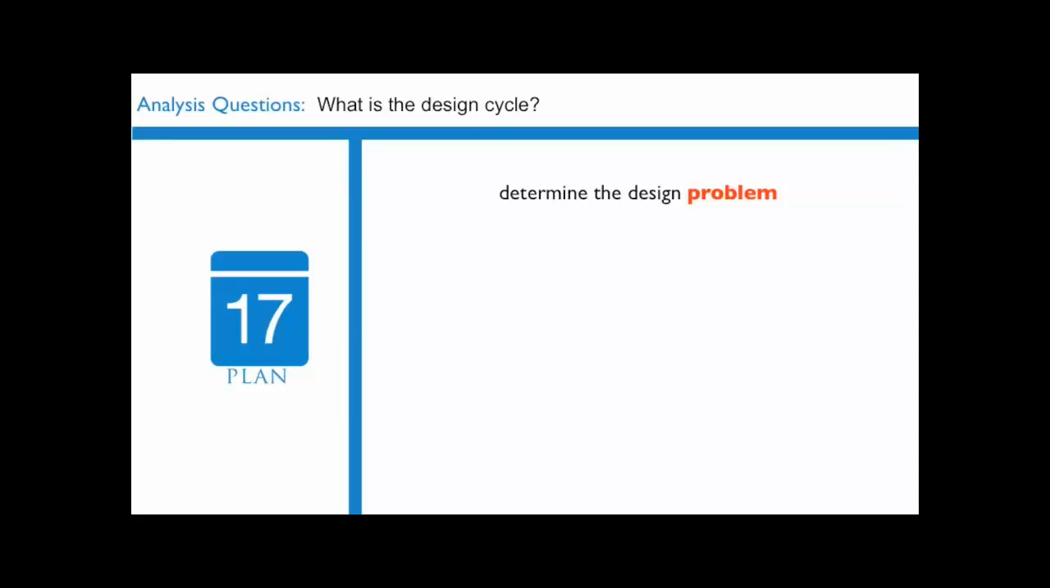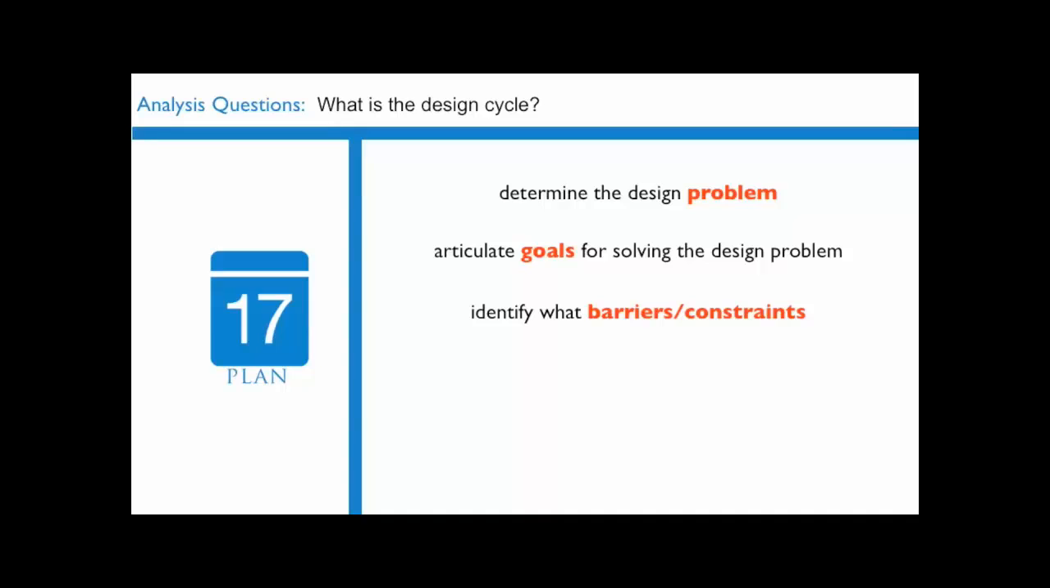It should determine what the design problem is. It should also articulate the goals for solving the design problem, as well as give some consideration to the barriers or constraints that you're going to be working with. These can be things such as time or the availability of different mediums, which brings us to the next question.